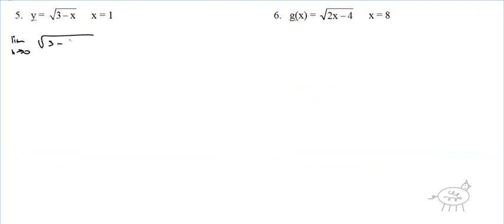Now this is important again. Don't forget your parentheses. So it's 3 minus x plus h, right? Minus the square root of 3 minus x. Because remember, I'm putting an x plus h in there, then I'm putting an x in there. And don't forget those parentheses.